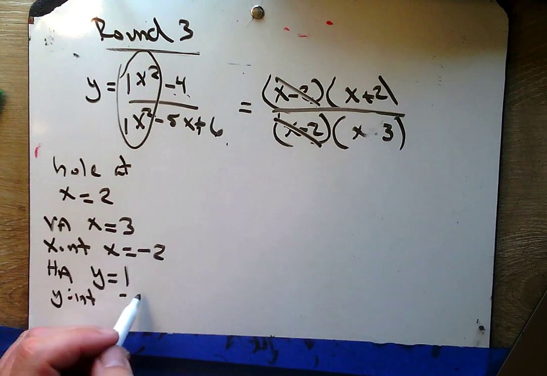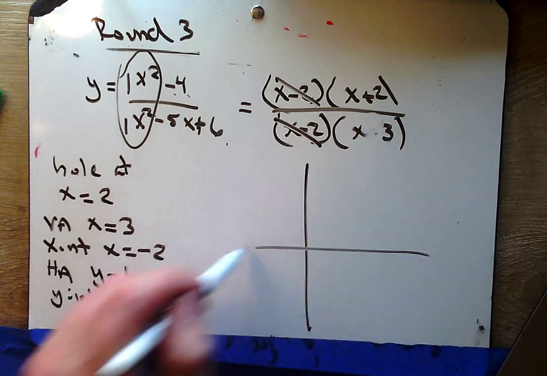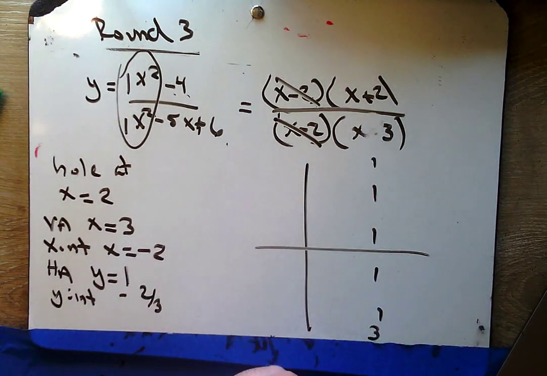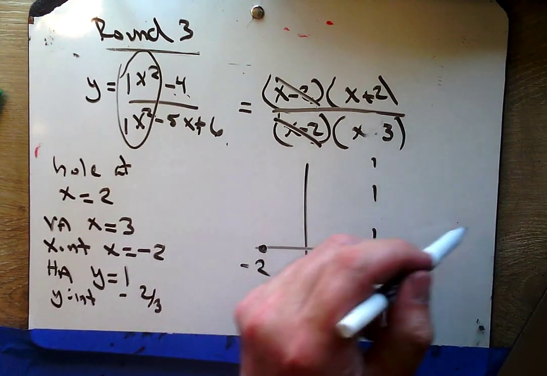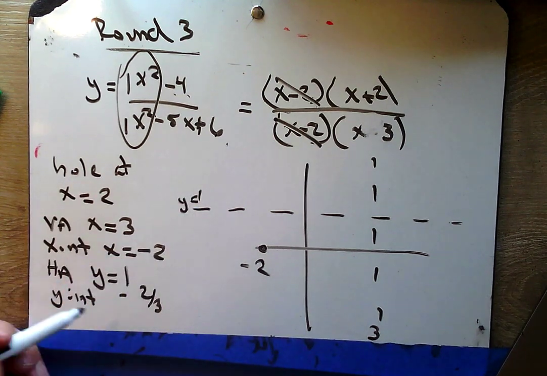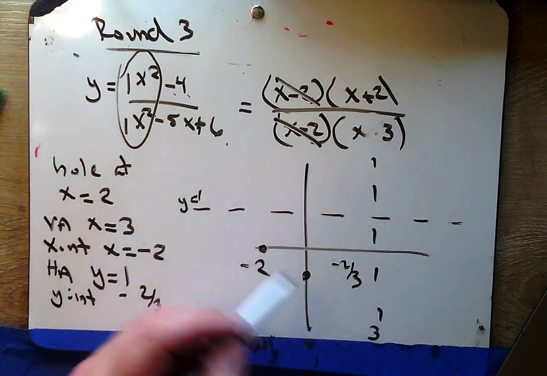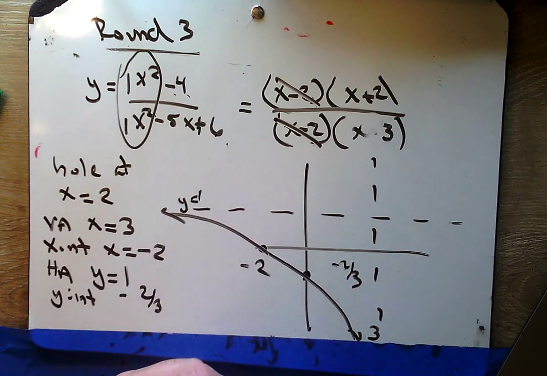reduces to negative 2/3. So let's graph what we know: a vertical asymptote over here at 3, an x-intercept over here at negative 2, a horizontal asymptote at y equals 1, a y-intercept of negative 2/3. Look at that, just waiting to be drawn.